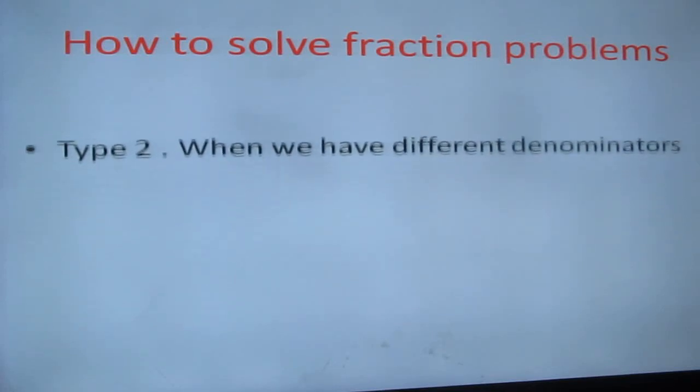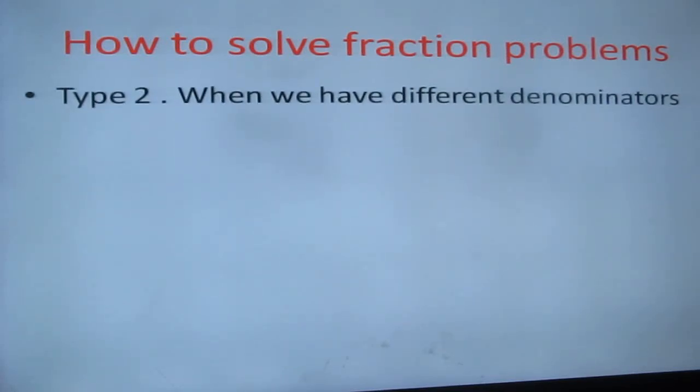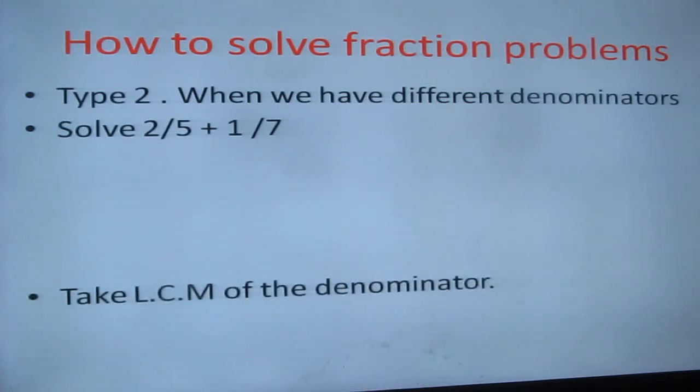This is type 2. When we have different denominators, how to do this question? Solve 2 by 5 plus 1 by 7. Here 2 is the numerator, 5 is the denominator. 1 is the numerator, 7 is the denominator. So what you observe is, here you have different denominators. When the denominators are different, take the LCM.